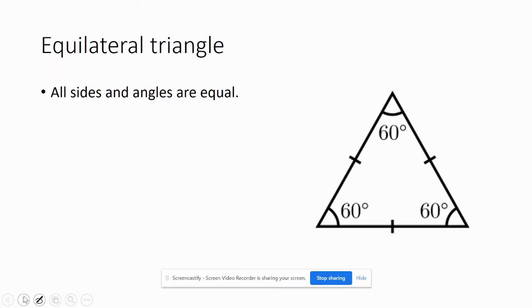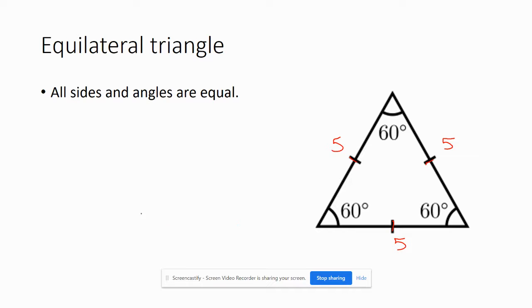The different types of triangles: we have an equilateral triangle, right? All sides and angles are equal. As you can see, they all have 60 degrees. Equilateral triangles are always going to be 60, 60, and 60. All the sides are equal. So this side is 5, this one is also 5, this one is also 5.